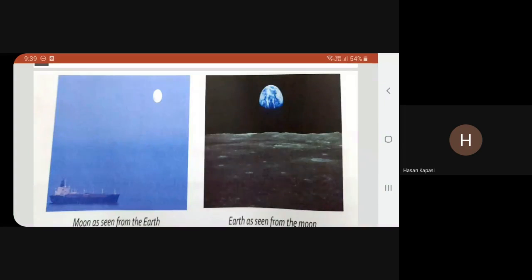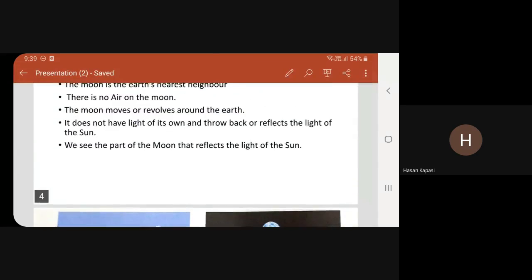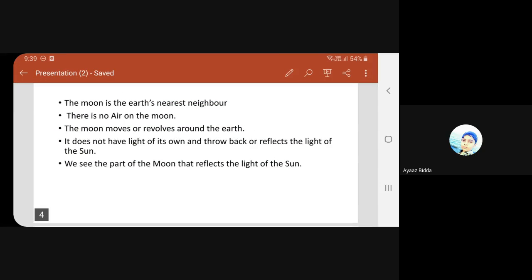How do we have air present on our earth? The same way there is no air present on the moon. Correct? Now, in the beginning of the chapter, I have told you how the earth revolves, moves around the sun. The same way this moon moves and revolves around the earth. You know this very well, correct? Yes or no? Yes, ma'am.